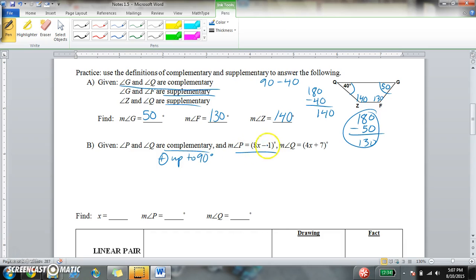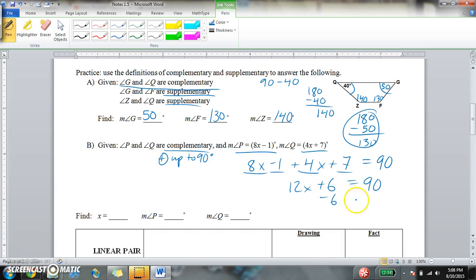So it tells us P is this expression right here, 8x minus 1, Q is 4x plus 7. So since I know those two angles add up to 90 degrees, all I'm going to do is take those two expressions, add them together, 8x minus 1 plus 4x plus 7, and set them equal to 90 degrees, and solve for x. So combine my like terms, 8x and 4x, 12x, negative 1 and 7 is positive 6, equals 90 degrees, subtract 6, 84 equals 12x, and finally divide by 12, x would equal 7.